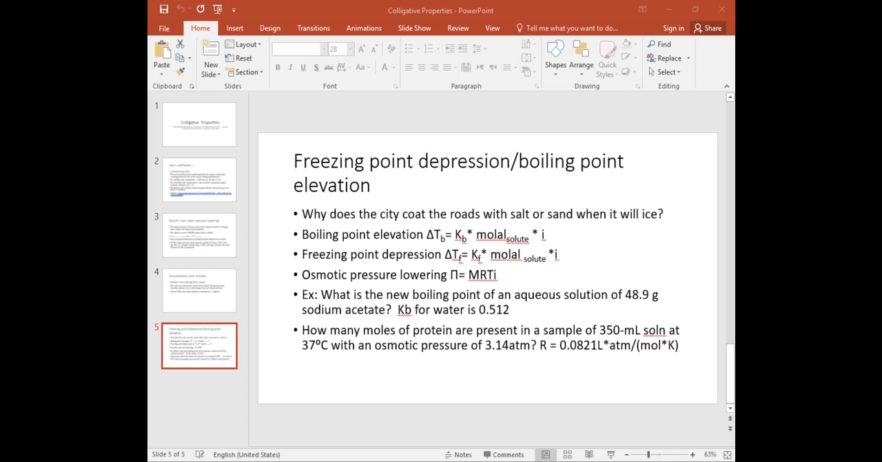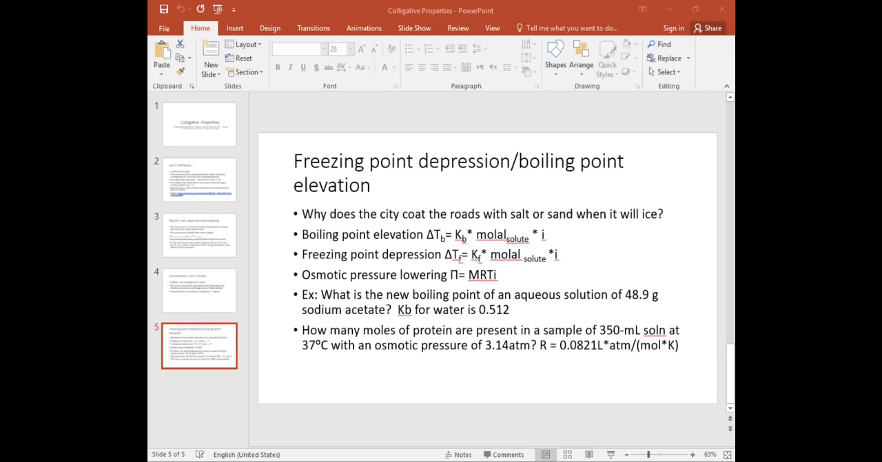The reason they use sand though, so sand is silicon dioxide, i equals 1. It doesn't break apart into ions. It's not an ionic compound. So it doesn't lower the freezing point as much. However, it doesn't destroy or rust out the undercarriage. So the problem with salting roads, and if you've lived in areas where the winters are pretty brutal and they do that, if you check out the undercarriage of your vehicle, it's usually pretty rusty.